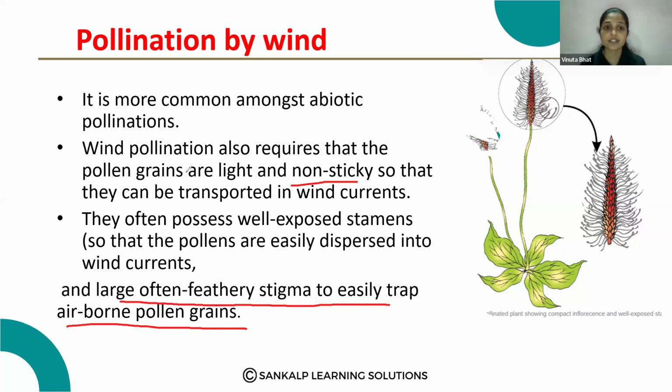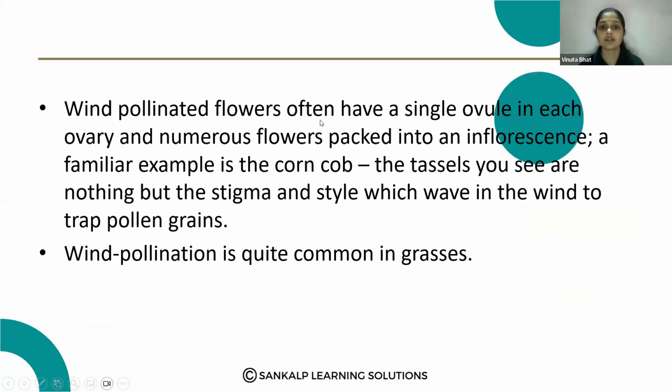So all these features help the plant to transfer the pollen grains to the stigma of the flower, right? Here, the wind-pollinated flowers often have a single ovule in each ovary and numerous flowers packed into an inflorescence. So, the familiar example is corn cob. The tassels you see are nothing but the stigma and style.